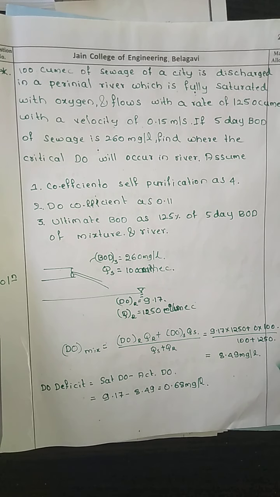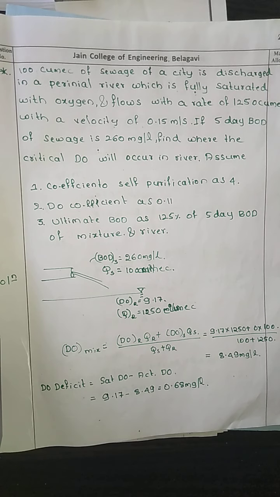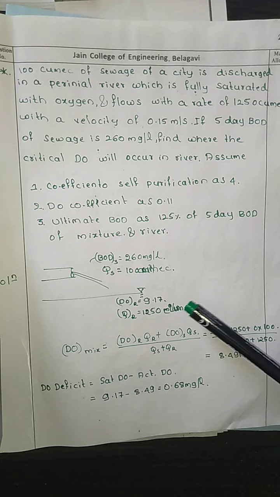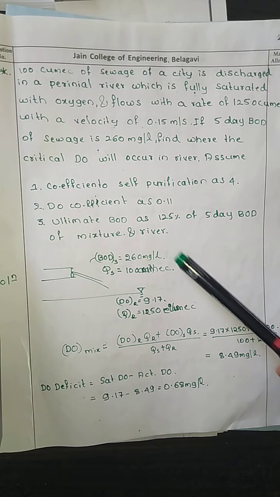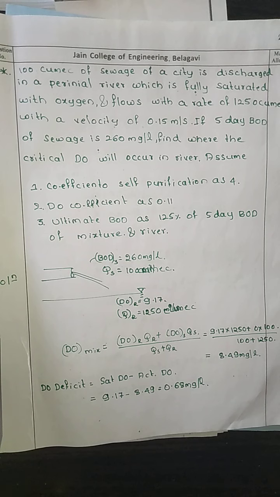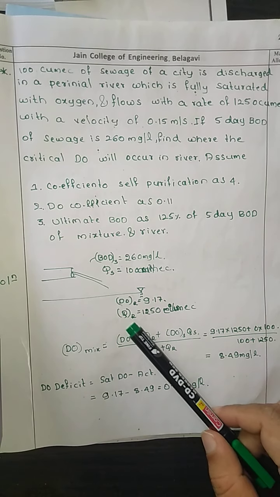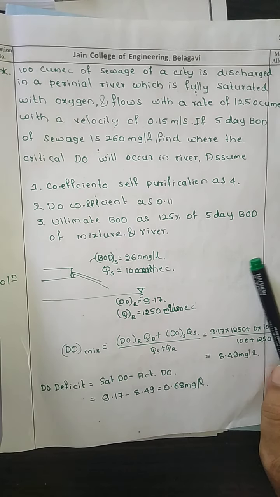And what is the quantity of sewage? The quantity of sewage is 100 cubic, which is written over here. Then the DO of the river is how much? It is the saturation DO. They have told that the ultimate BOD of the river is 125% of the 5-day BOD. So the DO of the river is 9.17. BOD we need to calculate.